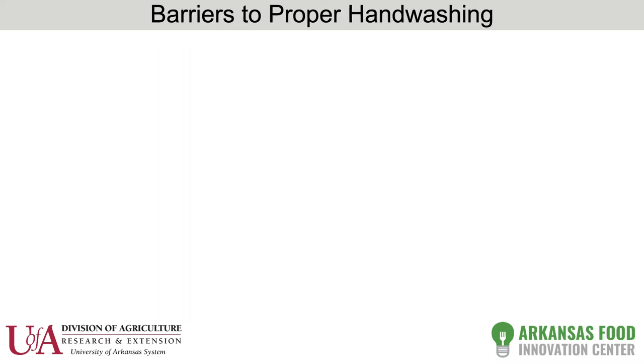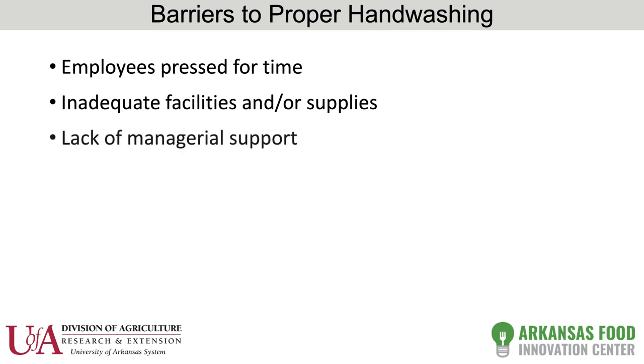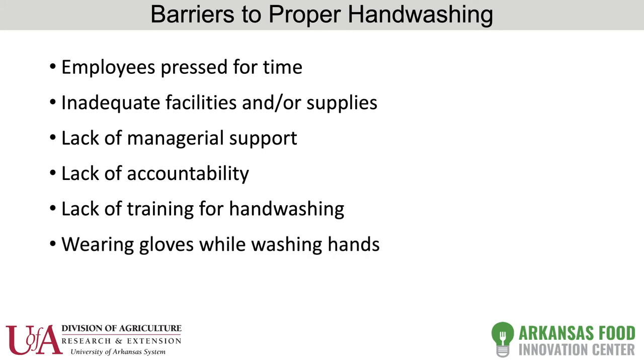There are a number of barriers to proper hand washing. Employees being pressed for time, inadequate hand washing facilities and/or supplies like soap and disposable paper towels, lack of managerial support for proper hand washing and lack of accountability, a lack of training for proper hand washing, and wearing gloves while washing hands. Employers should address these barriers to improve employees' adherence to hand-washing best practices.